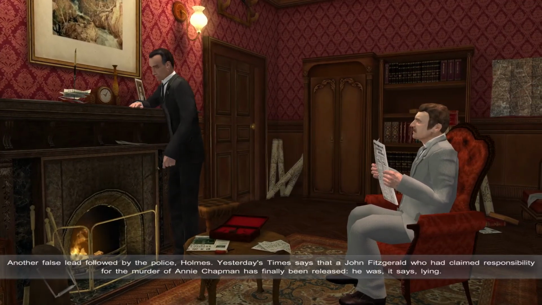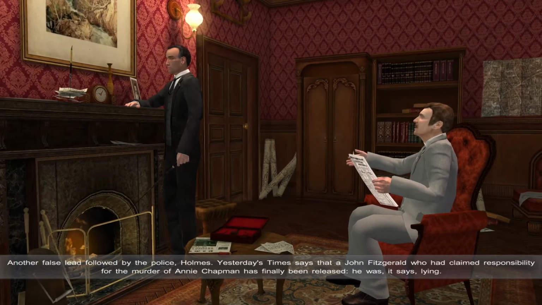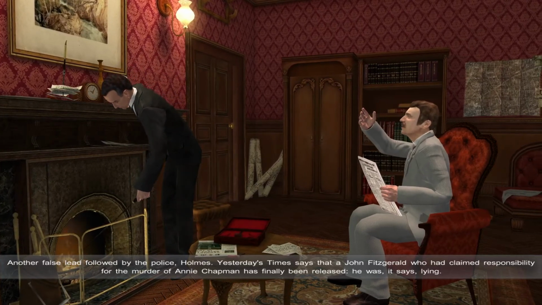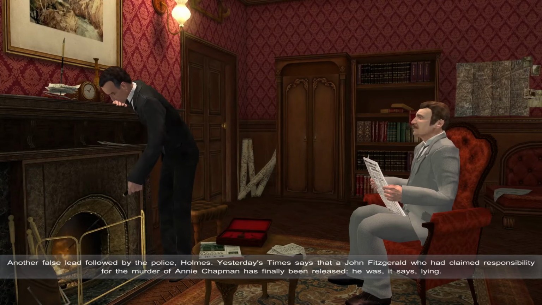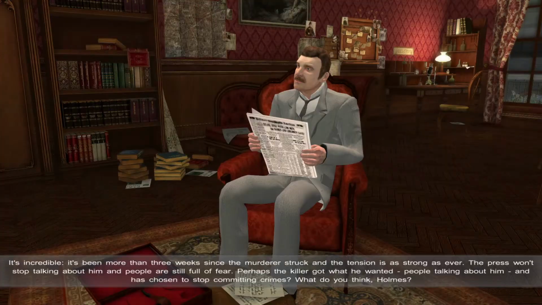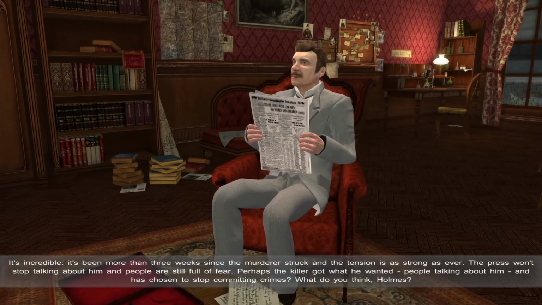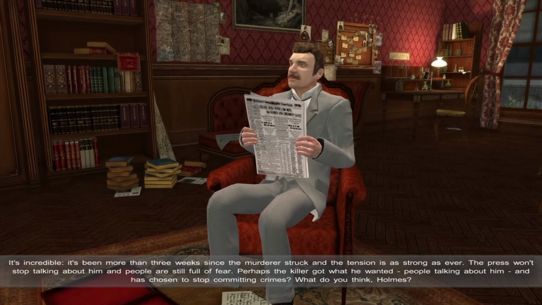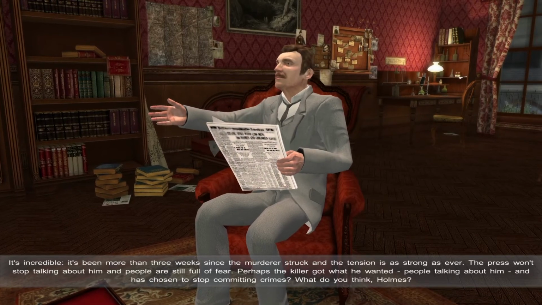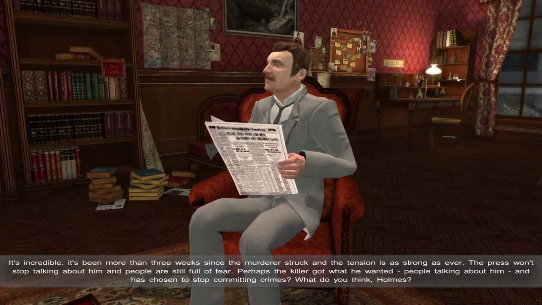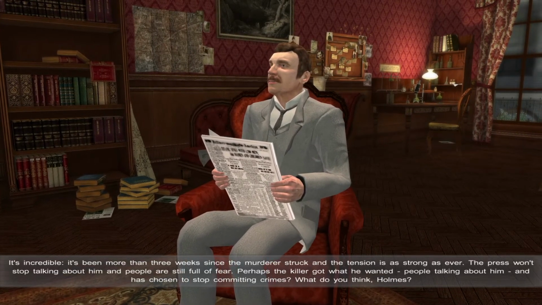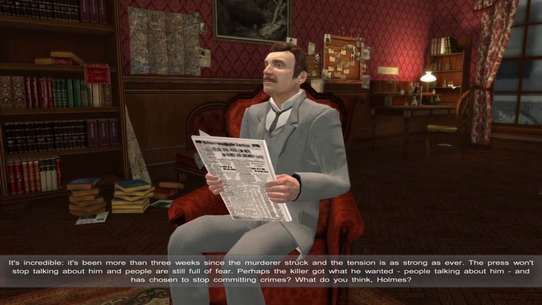Another false lead followed by the police, Holmes? Yesterday's Times says that a John Fitzgerald, who had claimed responsibility for the murder of Annie Chapman, has finally been released. He was, it says, lying. That's of little importance, Watson. It's incredible. It's been more than 3 weeks since the murderer struck, and the tension is as strong as ever. The press won't stop talking about him, and people are still full of fear. Perhaps the killer got what he wanted, people talking about him, and has chosen to stop committing crimes. What do you think, Holmes?